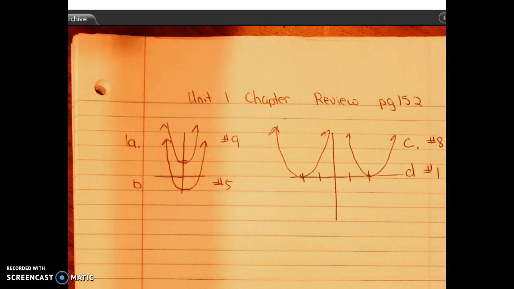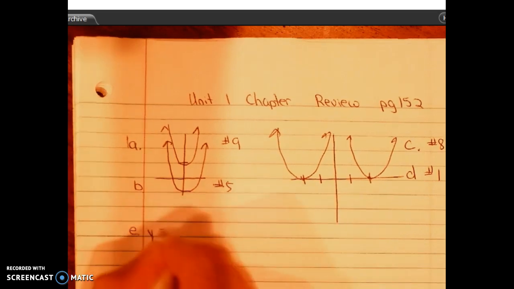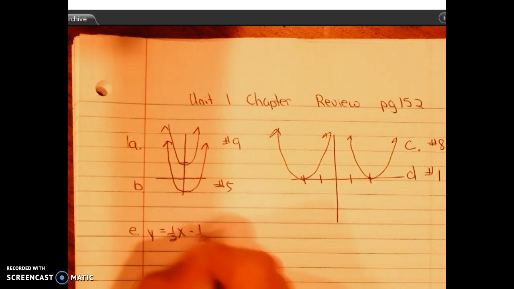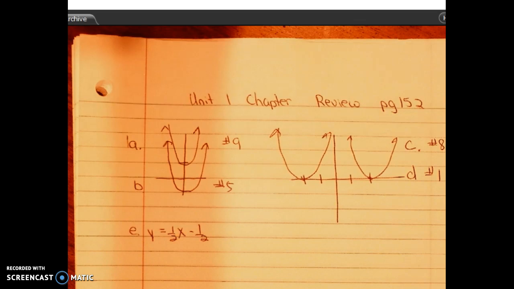E, x minus 1 over 2, that's a linear function. I could even break it up into y equals mx plus b. This would be y equals 1/2 x minus 1/2. If you scan through all of your options, your only option for a linear function is number 10.